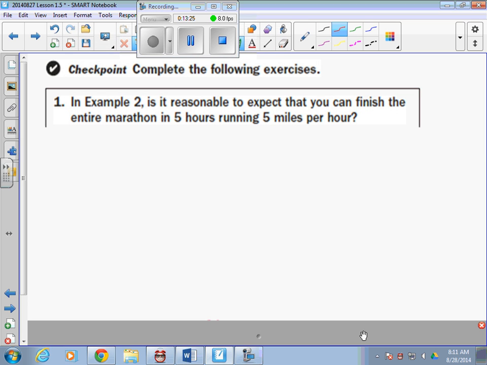Okay, here's example number 1 on the checkpoint. It says in example 2, is it reasonable to expect that you can finish the entire marathon in 5 hours running 5 miles per hour? So let's see what that means.